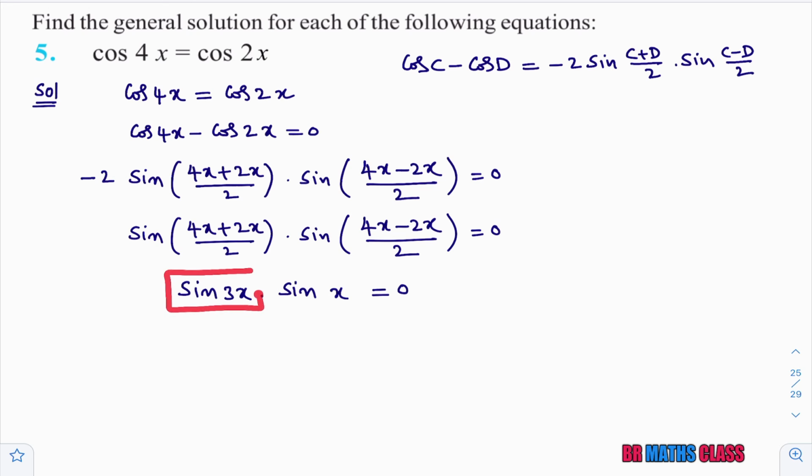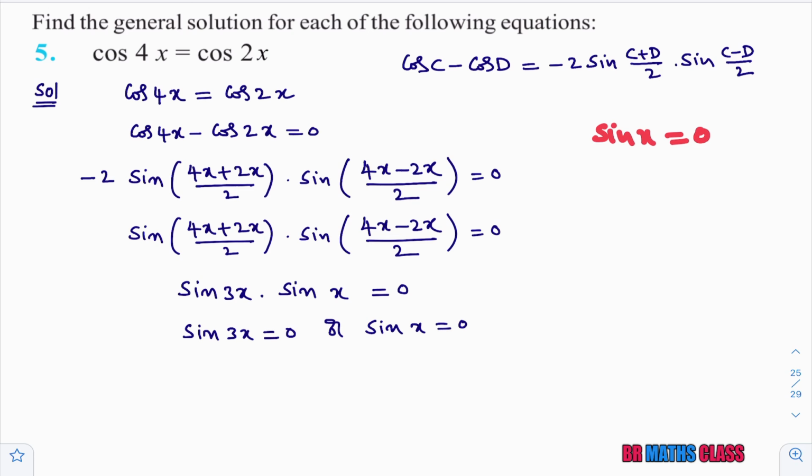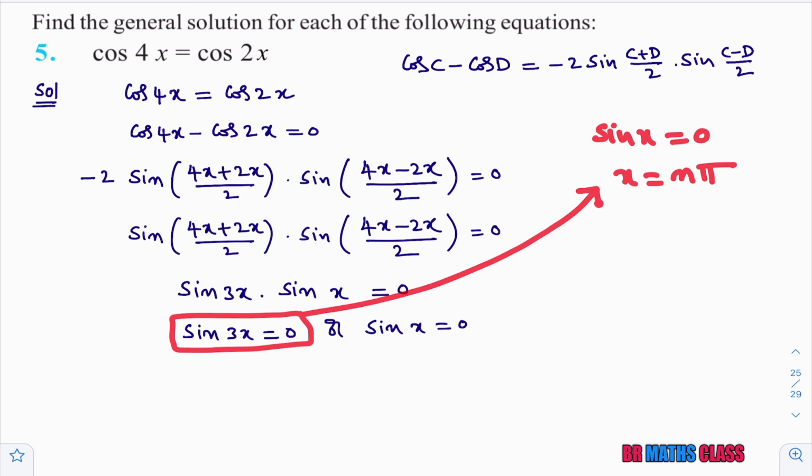You observe here a product of two things is 0, which means any one must be equal to 0. So I can write sine 3x equal to 0 or sine x equal to 0. We learned about this in the first result. The general solution for sine x equal to 0 is x equal to n pi. Here sine 3x equal to 0 is also of the form sine x equal to 0, so I can write x equal to n pi.